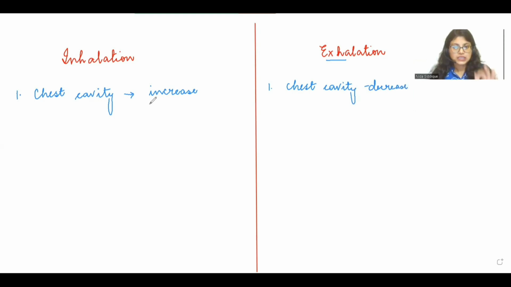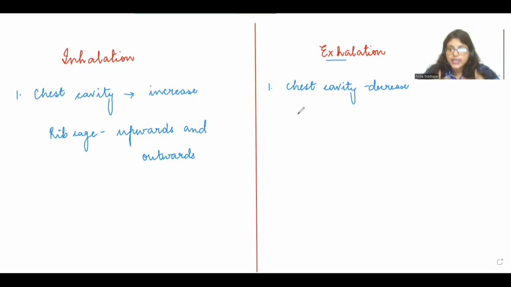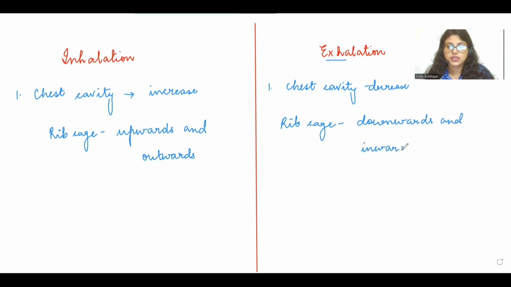Now, let us understand how this chest cavity increases. When we inhale, what happens to our rib cage? The rib cage is going to move upwards and outwards. Okay. But when we exhale, what happens to our rib cage? It moves downwards and inwards. Okay, so these are the major changes occurring in our rib cage.